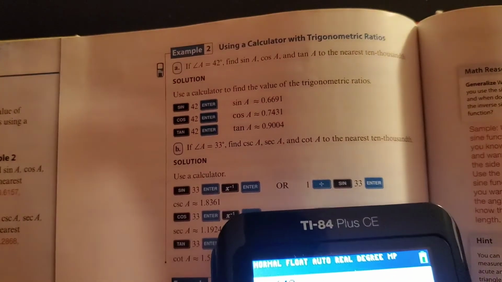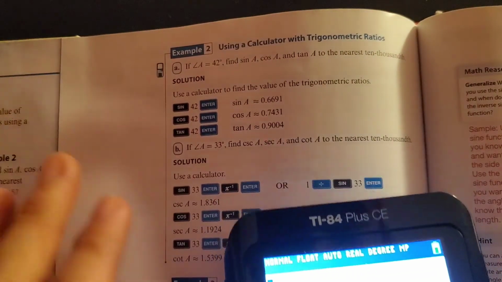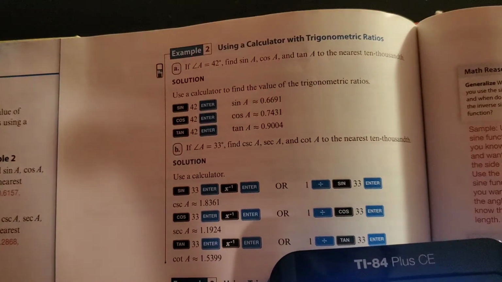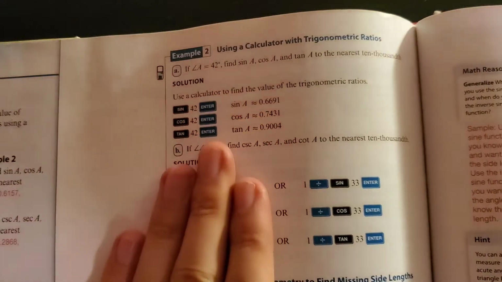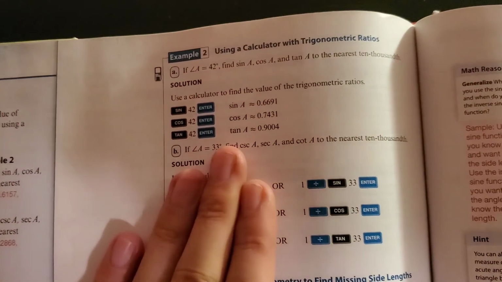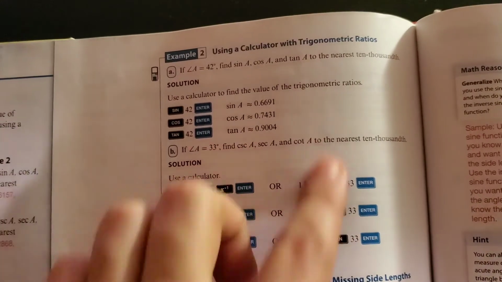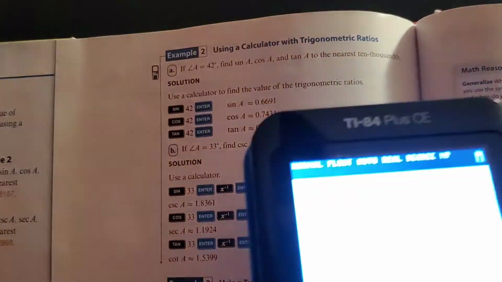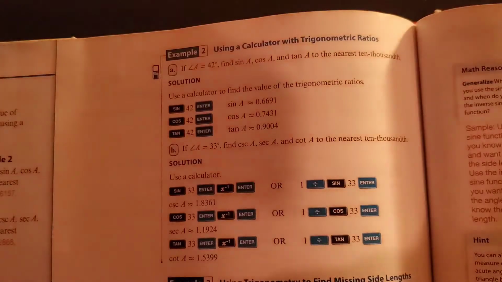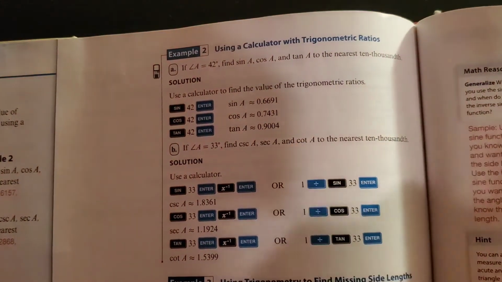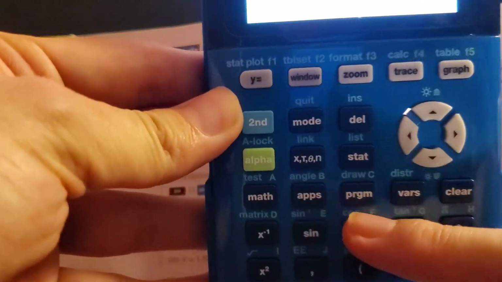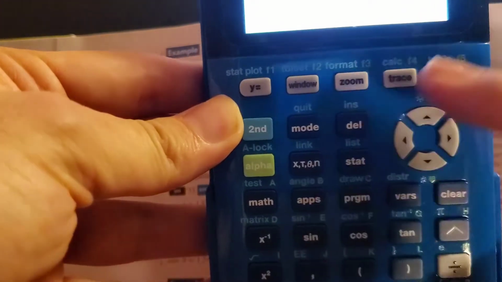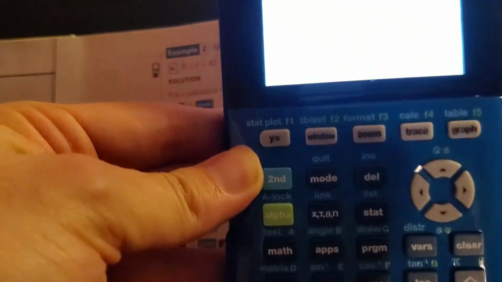What about for 33? This is where it gets a little bit confusing. And I wouldn't recommend you use this part, because you'll get confused. I'd rather you do it this way. You're going to, for example, find cosecant, secant, and cotangent. There are no buttons here, unfortunately. If you look up here, the second button doesn't give you that. That's called inverse, and that's not what we're talking about.